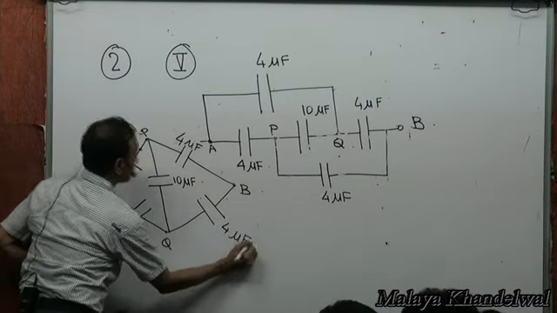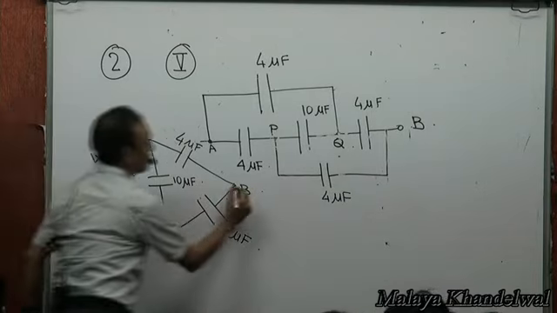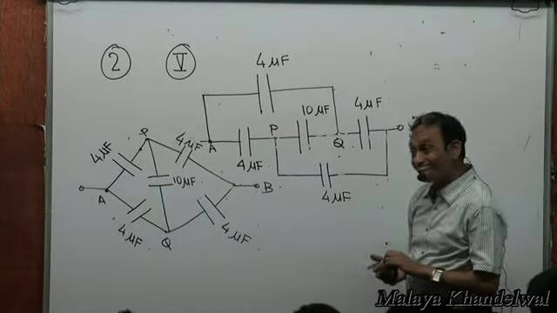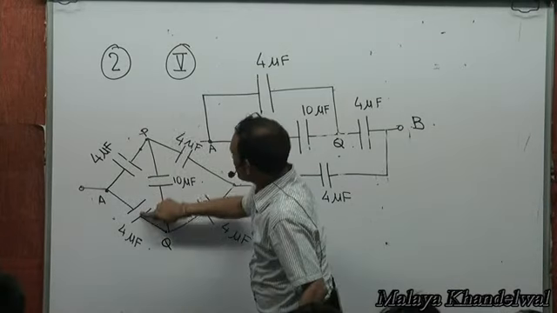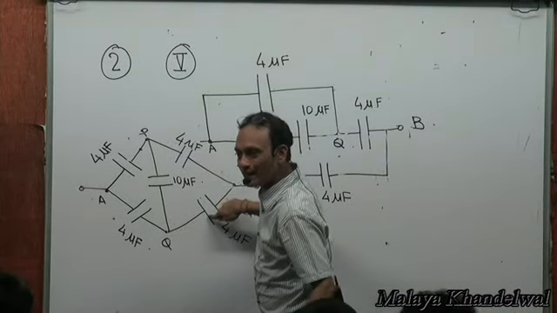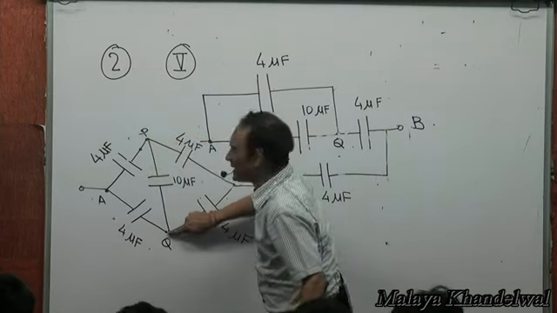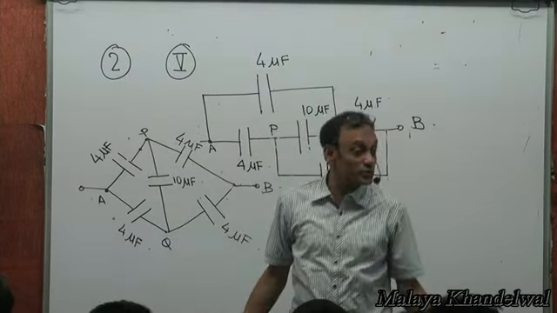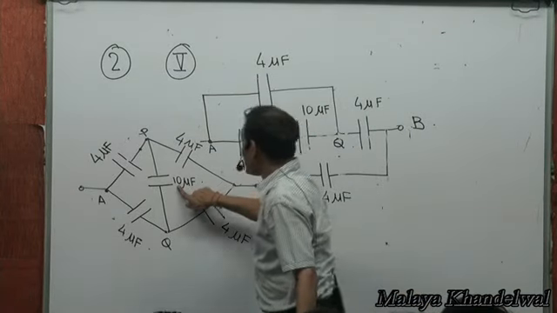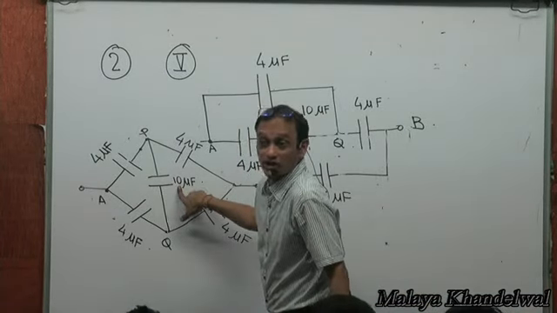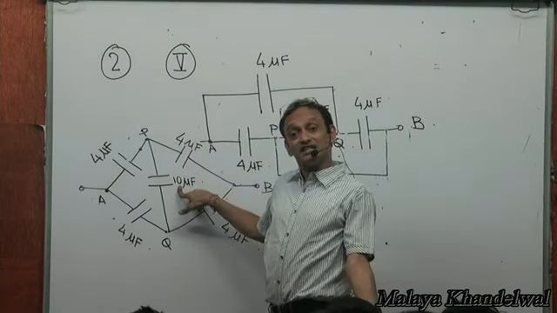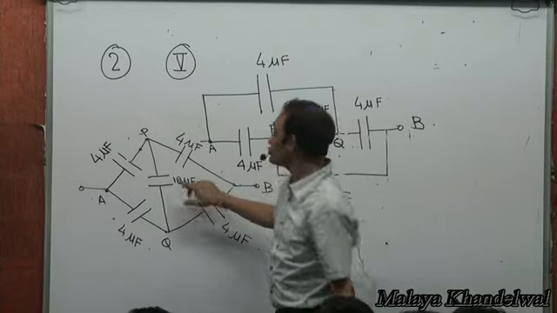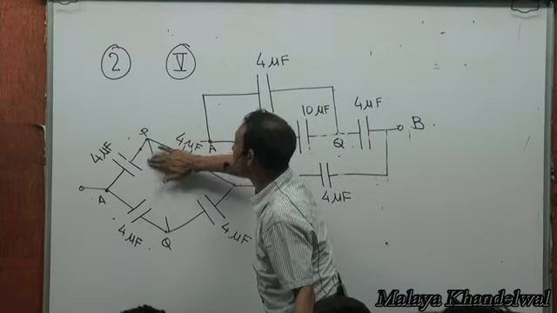Now between A and B, I want to find the equivalent capacitance. Look, 4 by 4 is the same as 4 by 4. Therefore, P and Q must be at the same potential. Yes or no? It's a balanced Wheatstone bridge between A and B. So whether this electrical element is there or not there, it's not going to have any impact. So might as well remove this.